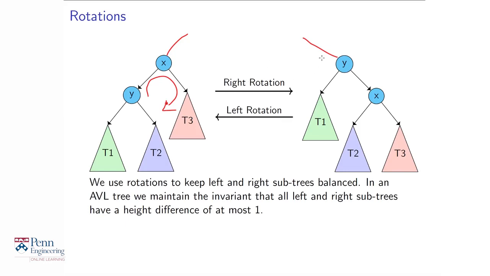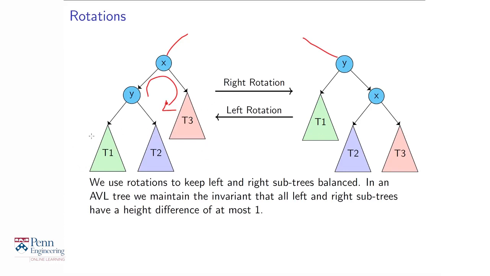We move y to take the place of x. But of course, x is a key that's greater than y. So we need to make x the right child of y. That's the kind of rotation that's going on. And now what do we do with the subtrees? What do we know about the subtrees?